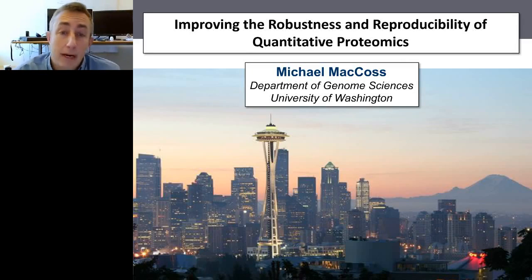Hello, my name is Mike MacCoss, and I'm going to tell you a little bit about work that's being done in our lab about improving the robustness and reproducibility of quantitative proteomics. It's definitely an area that we've been working a lot on, and it's definitely not a solved problem, and it's a work in progress. I think we're definitely getting there, and I'll tell you a little bit about how we're doing this and what the current state of the art is and where we still need to go.